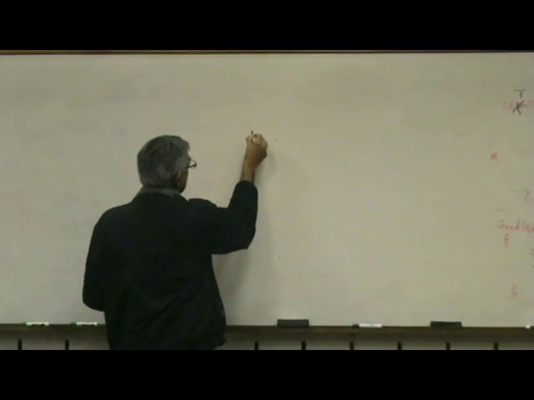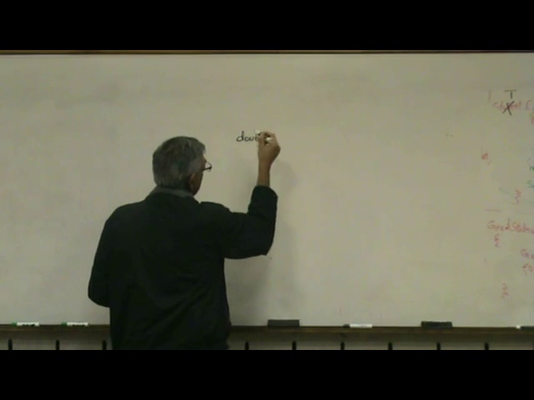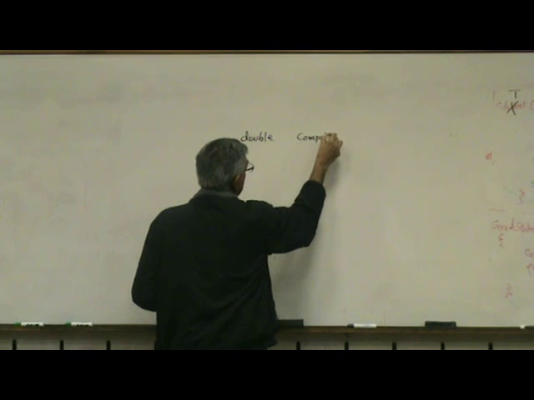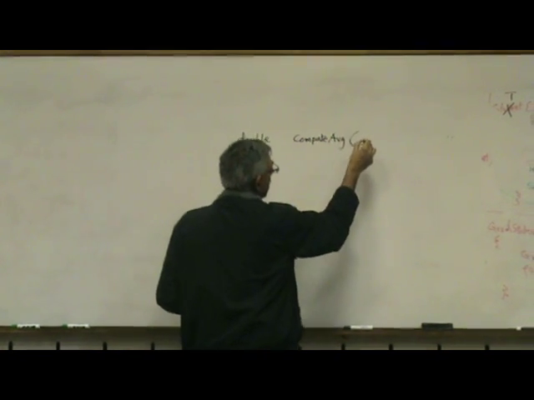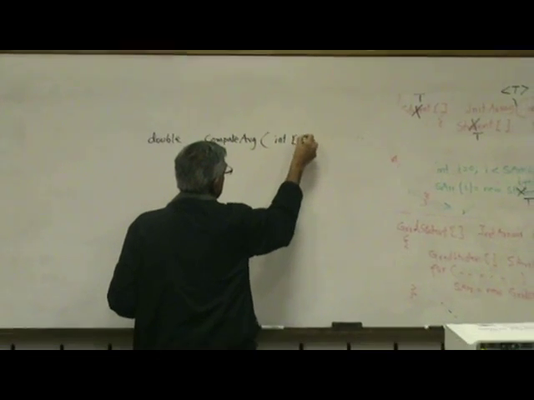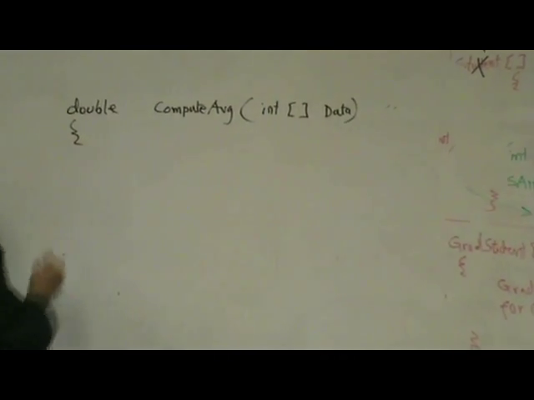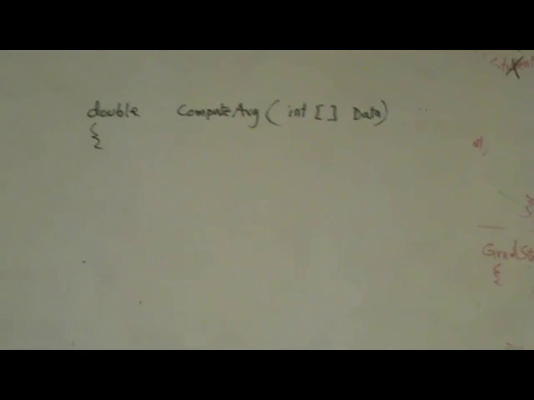Okay, but to clarify some of the constraints, let me give you a simpler example. Suppose you wanted to write a method which will take the average of the data inside an array. Your method may look something like this: double computeAvg, and let's say some data. Okay, so what will your code look like?